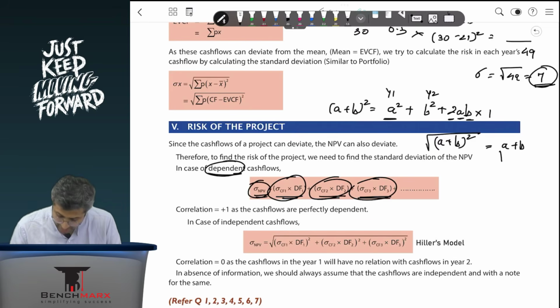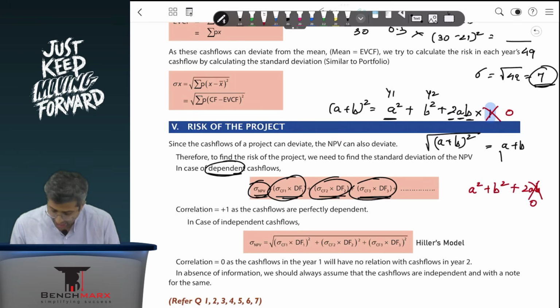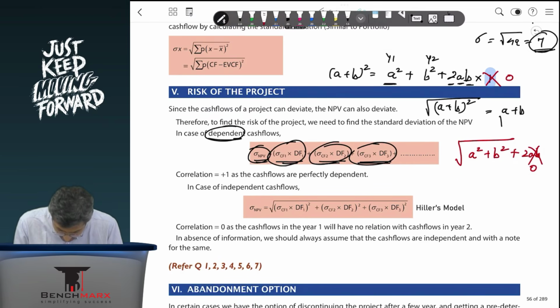However, if you look at an independent cash flow, the correlation coefficient over here will actually be 0, because there is no correlation between the first and the second year, in which case this term will be restricted to a squared plus b squared. The 2ab term will ultimately become 0 because you are multiplying it by 0, and hence this will be a squared plus b squared. If I want to find the standard deviation, I'll have to square root this, in which case this is a squared plus b squared plus c squared, and so on.